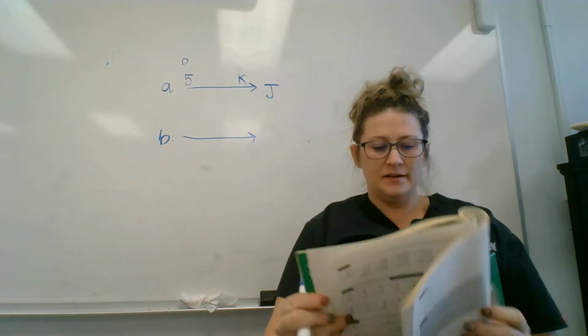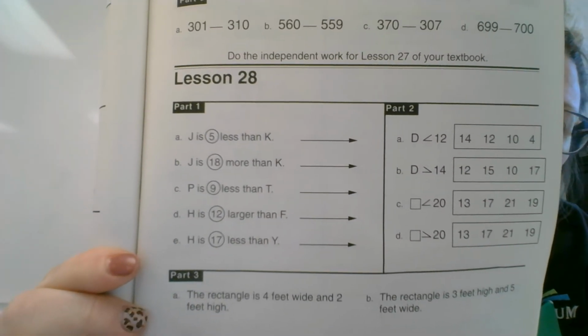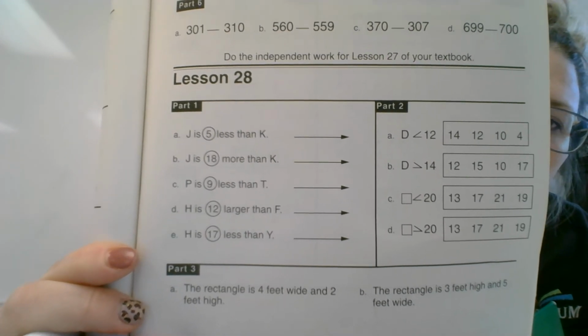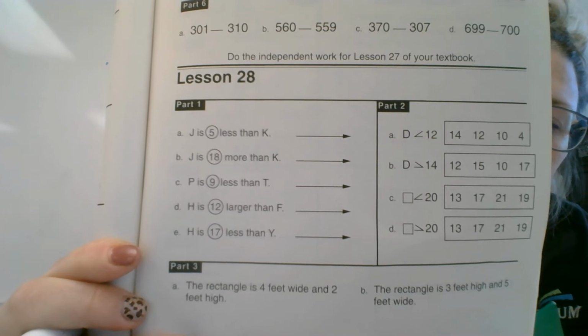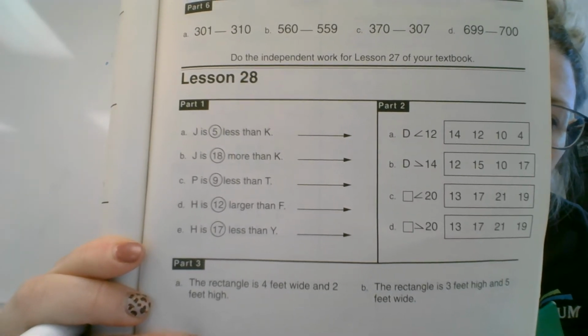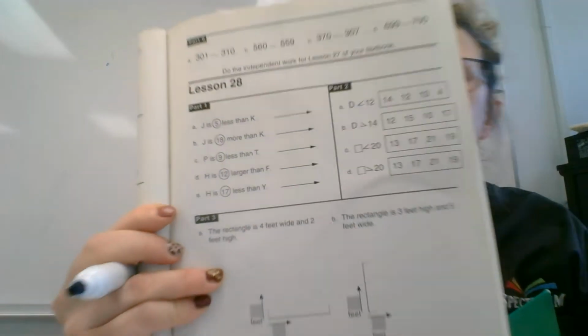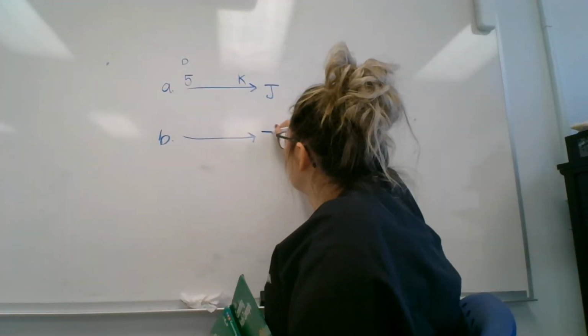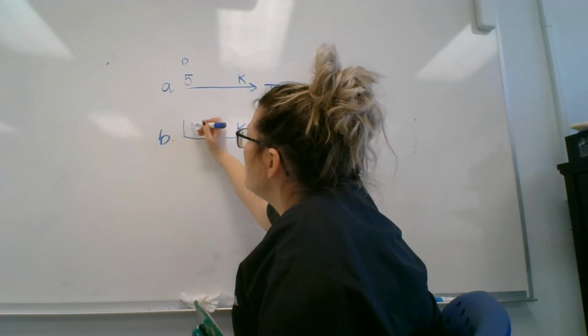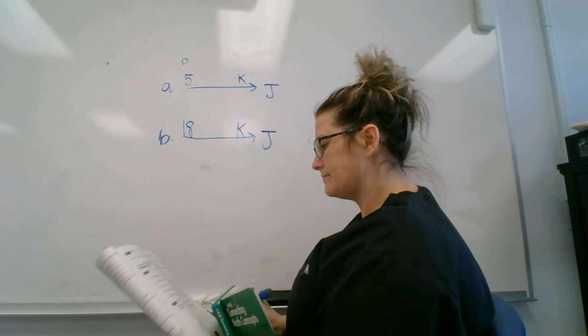Let's look at B. J is 18 more than K. J is 18 more than K. If I read it without the circled number, I would say J is more than K. It tells me to put J at the end. K goes here, and what was my difference number? The circled number, 18.